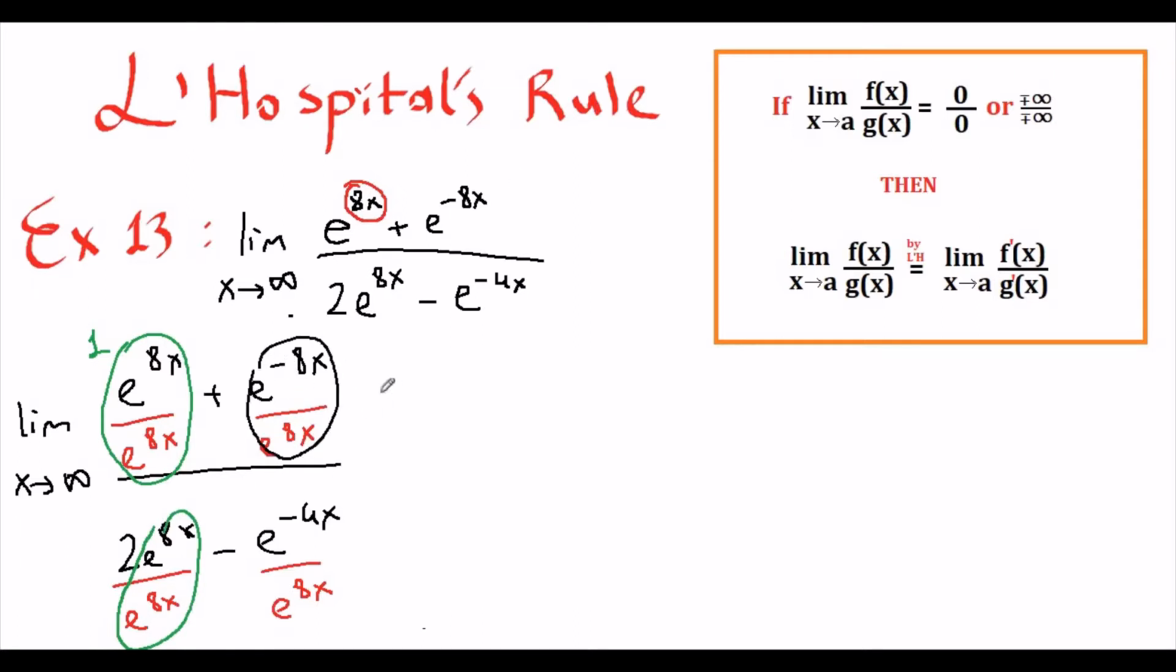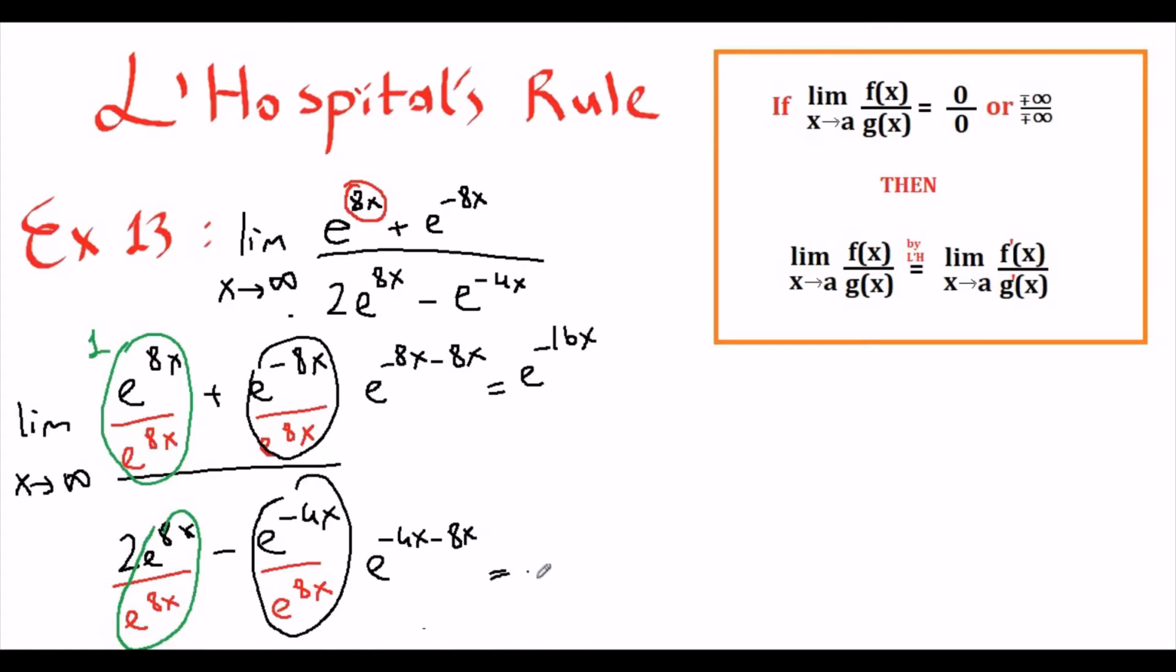This fraction over here is e to the negative 8x minus 8x. We are merging the powers using the exponential rules. So this is going to be e to the negative 16x. And this fraction here will be e to the negative 4x minus 8x, which is e to the negative 12x. And we can express e to the negative 16x as 1 over e to the positive 16x. Similarly, this is going to be 1 over e to the 12x.